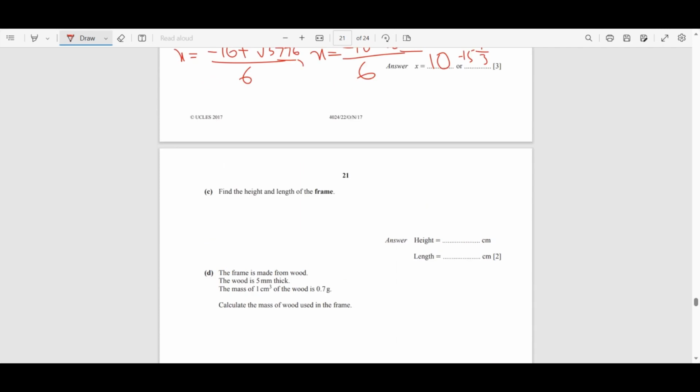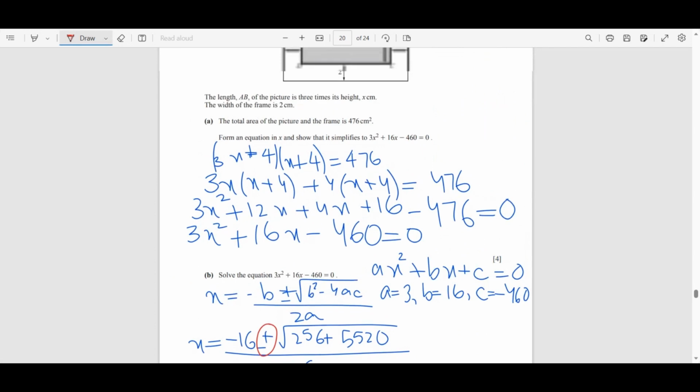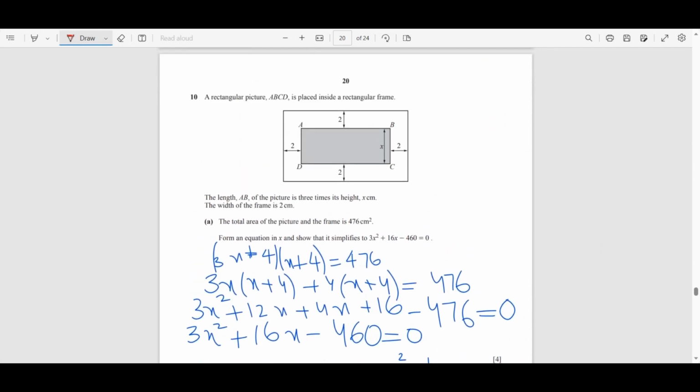So part C is find the height and length of the frame. Moving back to the question, height and length of the frame, right? So this is the frame, which means these two are required. So remember what these were. This was x plus 4 and this was 3x plus 4, right? So basically these two are required.